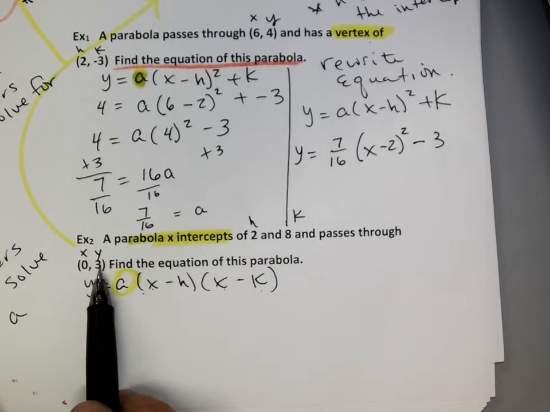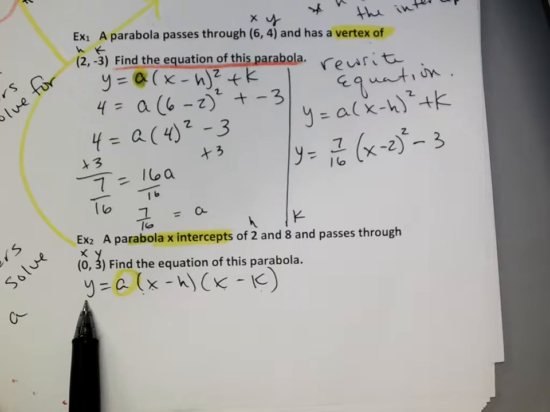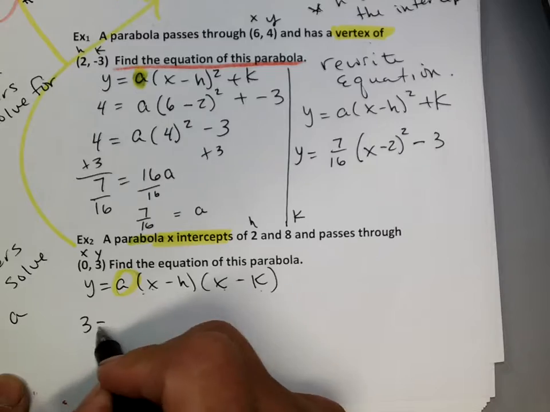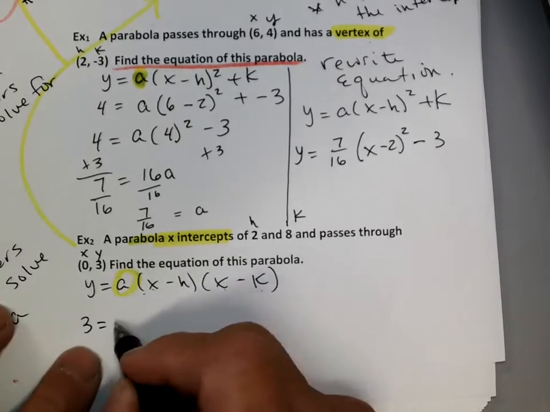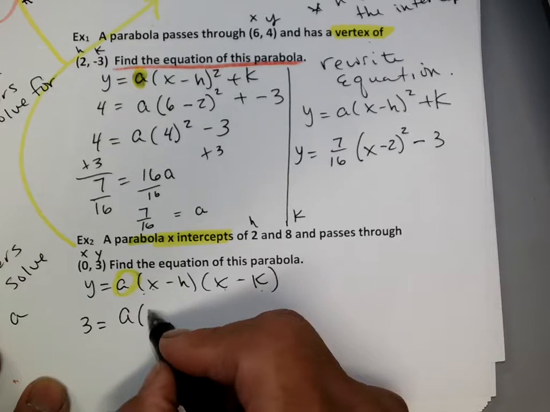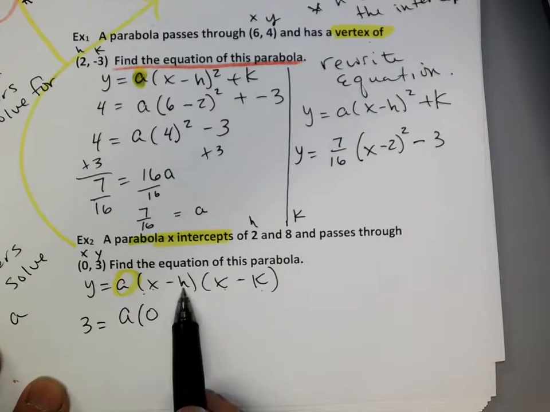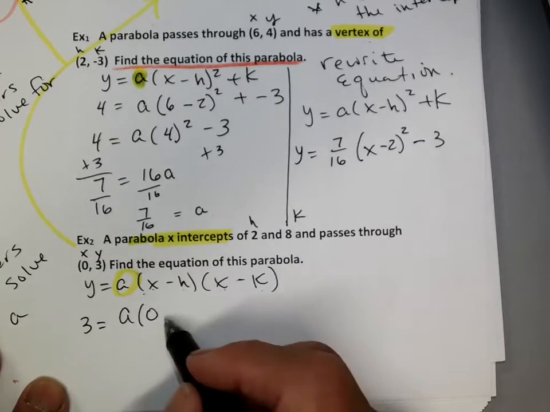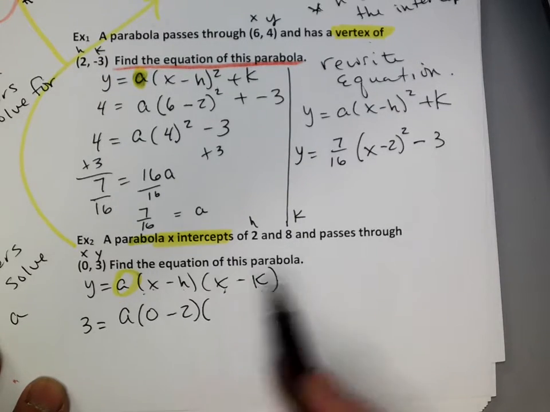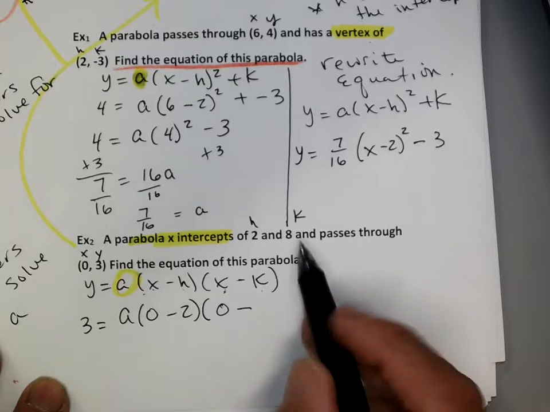So I'm going to put 3 right there, because that's my Y, right? You're way ahead of me like that. Must be doing a good job. Equals A. I've got an X value of 0, so I'll put a 0 here, right? And now H. H is my 2, so I'll go minus 2 in parentheses. I know my X value is 0, minus my K value, which is 8, okay?